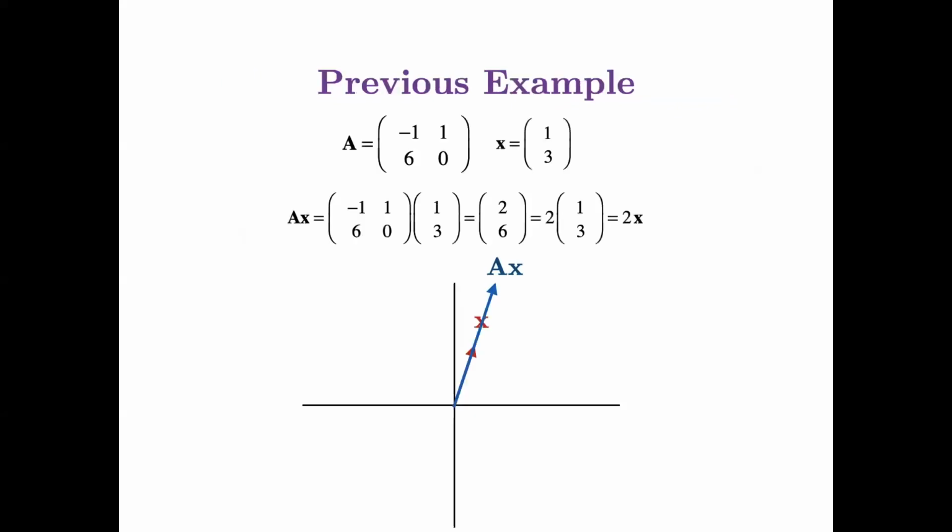So in this previous example, we had our A matrix and our x vector, and when we multiplied A times x, if we compare what we started with, 1, 3, and what we ended up with, 2, 6, we see that what we ended up with is just 2 times 1, 3, what we started with. So the eigenvalue in this example is 2. And that's the eigenvalue associated with this eigenvector. And that eigenvector is associated with that matrix.